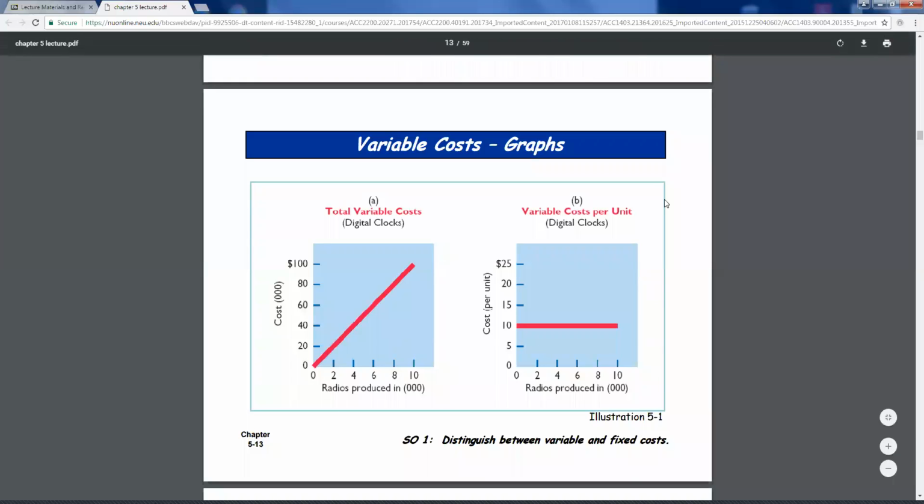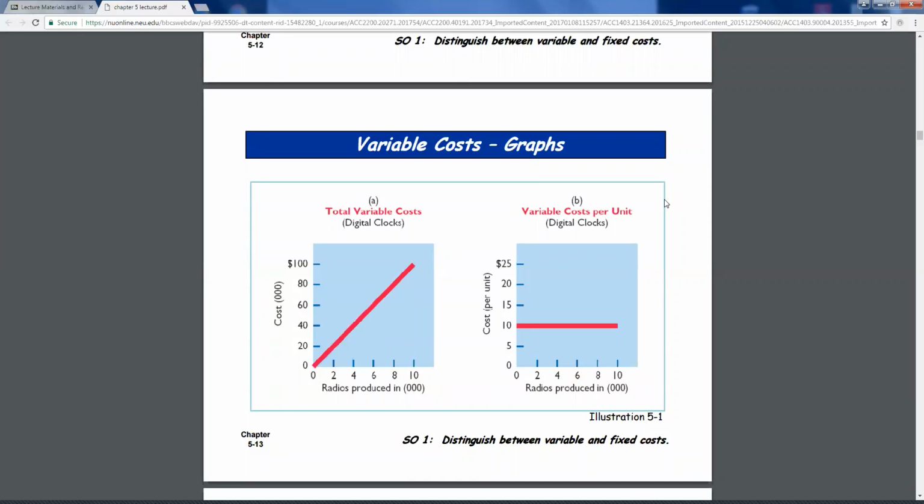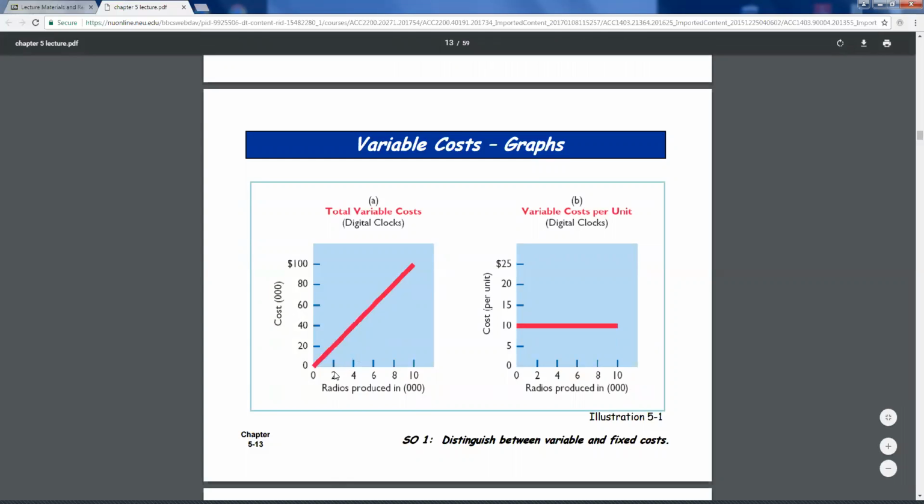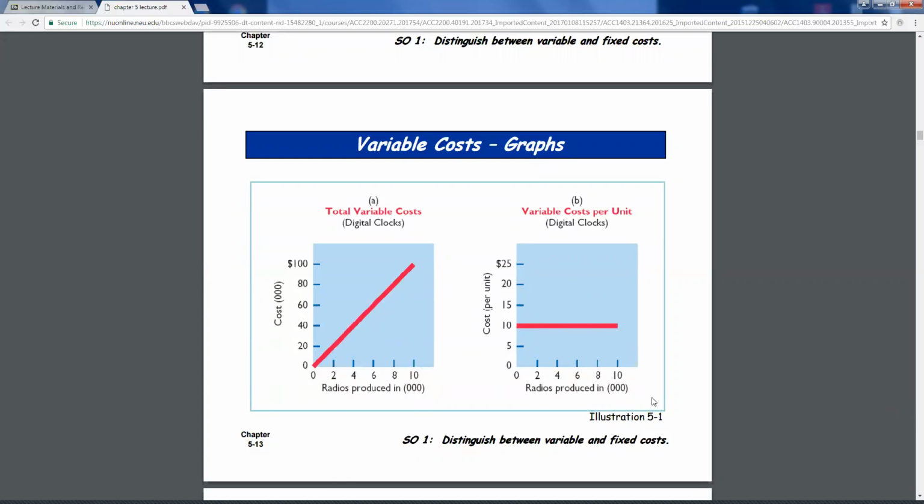And this is how it looks graphically. On the left-hand side is the total variable cost increasing in direct relation to the level of activity. On the right-hand side is the graph that shows the per unit variable cost, which remains constant at $10. This is how we'll always view variable cost in our model and in this course.